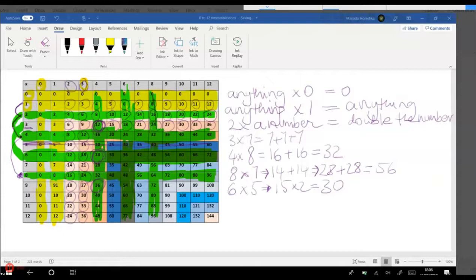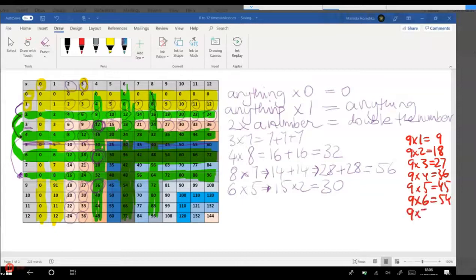But I also have a nice trick for the 9s, which I'm going to share here. So let's look at this. 9 times 1 equals 9. 9 times 2 equals 18. 9 times 3 equals 27. 9 times 4 equals 36. 9 times 5 equals 45. 9 times 6 equals 54. 9 times 7, 9 times 8, 9 times 9, and 9 times 10.